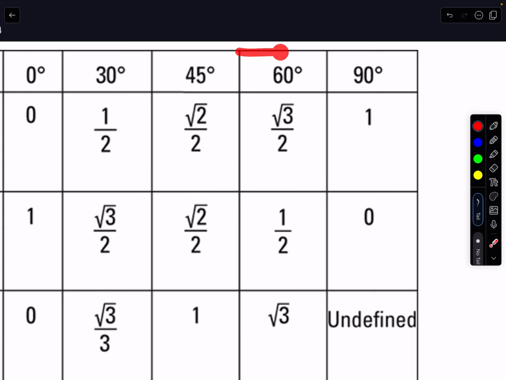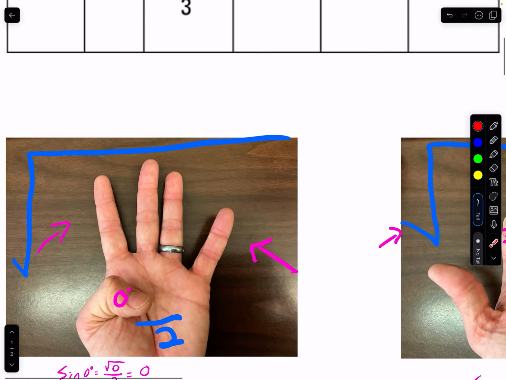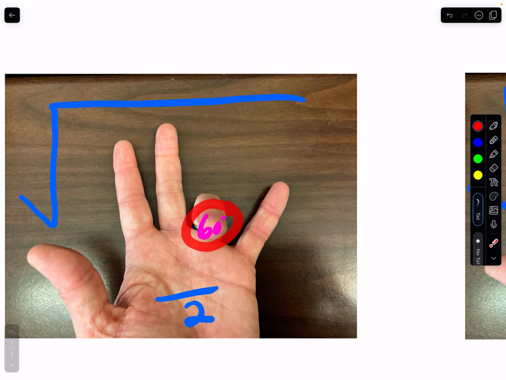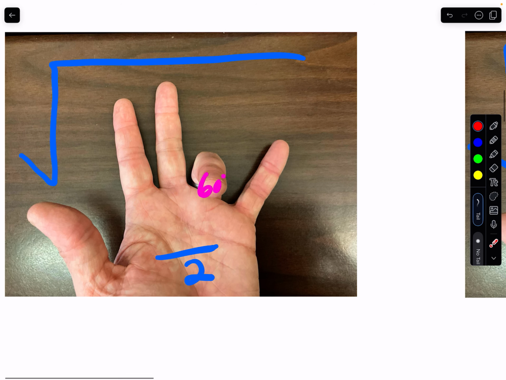Let's keep going. Now we move over into the 60-degree angle. That would be our ring finger, right? We put our 60-degree ring finger down right there. Now, if I want to know, what is the sine of 60 degrees? Okay, I'm going to count. How many fingers do I have? 1, 2, 3 fingers up. So I say the square root of 3, everything's over 2. And we can't simplify that. That's just going to stay as is.